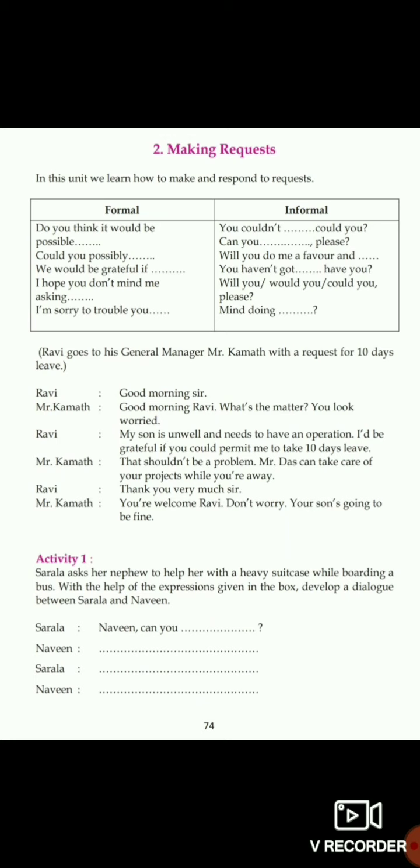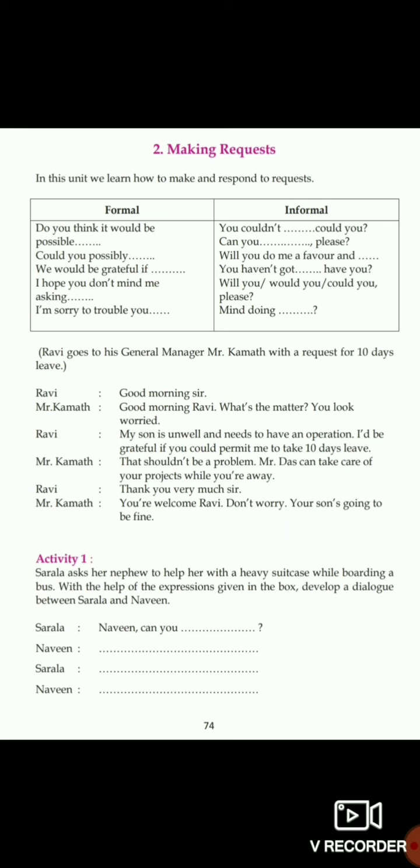So look at the conversation between Ravi and Mr. Kamath. As I've told you, any dialogue or any conversation should have a proper beginning. So he greets his manager, Mr. Kamath, with good morning, sir. And in return, Mr. Kamath also responds to his wish. And he asks what's the matter, and he also says that you look worried. Then Ravi says the reason for his worry: that his son is not well and he has to undergo an operation. So for that he needs leave.